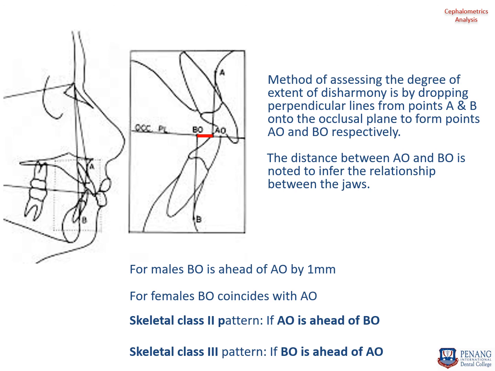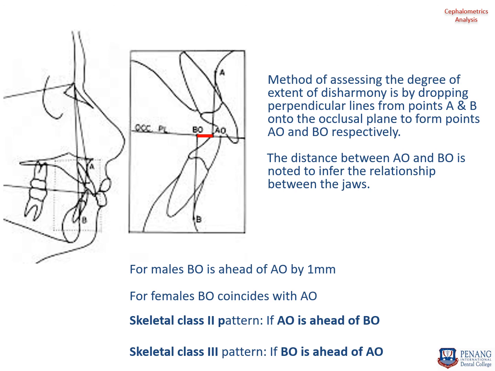For example, in males, BO is ahead of AO by 1 millimeter, meaning they have a more protrusive mandible. That will push BO ahead of AO. However, for females, BO and AO are at the same level or at the same point, and the lines coincide with each other.